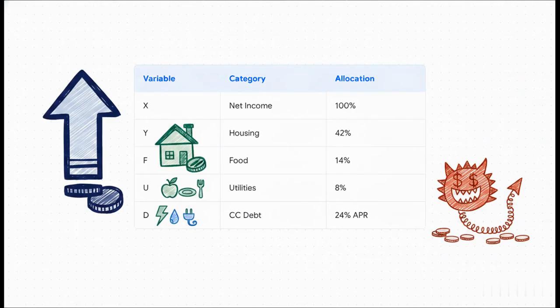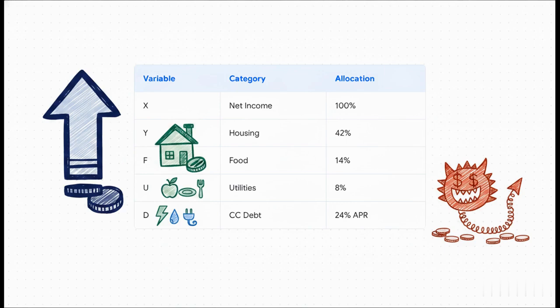All right, let's dive into the numbers. Our anonymous subjects submitted a monthly net take-home pay of $5,000, housing costs of $2,100, variable food costs of $700, utilities at $400, and a high-interest credit card balance of $4,500 at a 24% APR. But to protect the subject, we immediately strip away those raw dollars and convert everything to variables and percentages. So our net income becomes variable X, representing our 100% baseline.